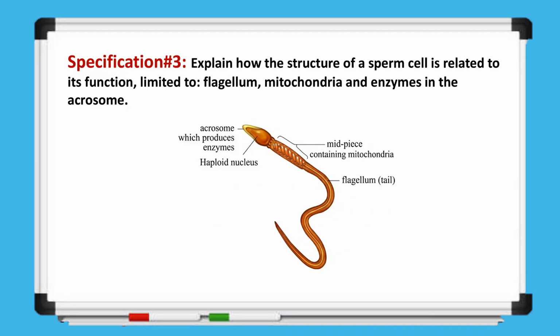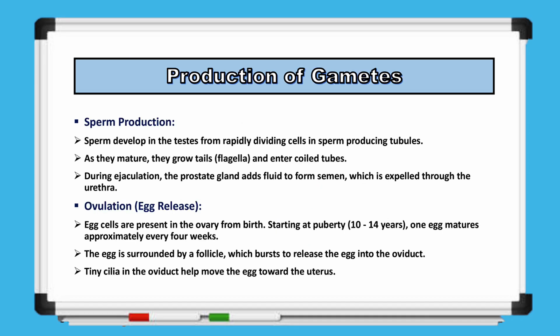Now we move on to specification 3, which asks us to explain how the structure of a sperm cell is related to its function, focusing on the flagellum, mitochondria, and the enzymes present in the acrosome. The sperm cell is the male reproductive cell, and it is specially adapted to fertilize the female egg cell. So, let us now study the structure of the sperm cell and how its different parts help it perform its function. Let us briefly recap the production of gametes in humans.